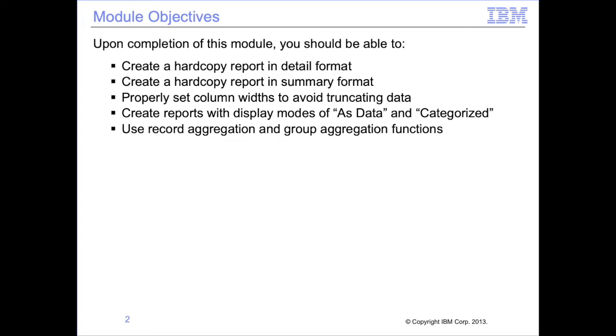Upon completion of this module, you should be able to create a hardcopy report in detail format, create a hardcopy report in summary format, properly set column widths to avoid truncating data, create reports with display modes of As Data and Categorized, and use record aggregation and group aggregation functions.